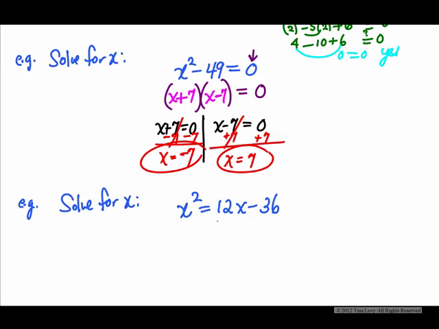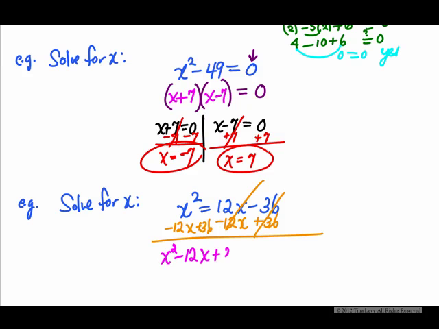To get 0 on one side, I'm going to subtract 12x and add 36. In doing that, I get x squared minus 12x plus 36 equals 0. Once I have the 0 on one side, I have the ability to use what's called the zero product theorem.